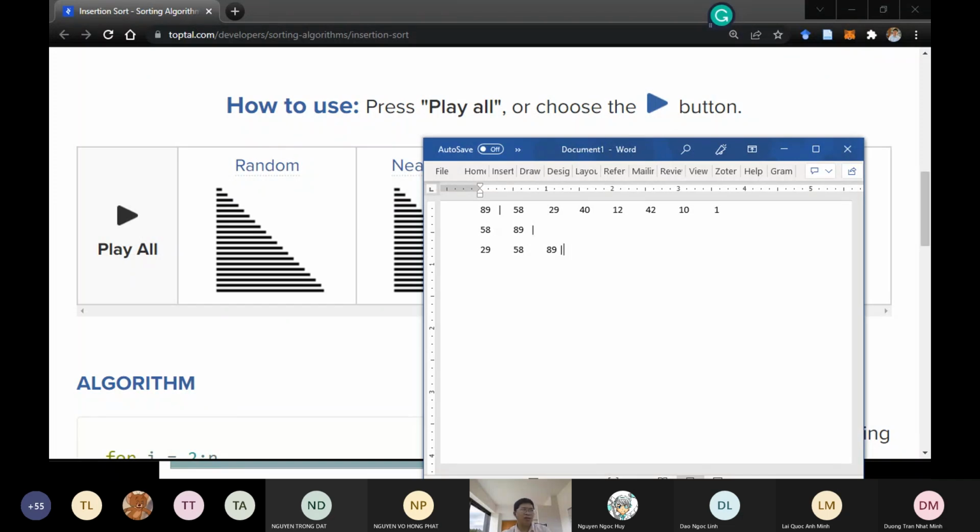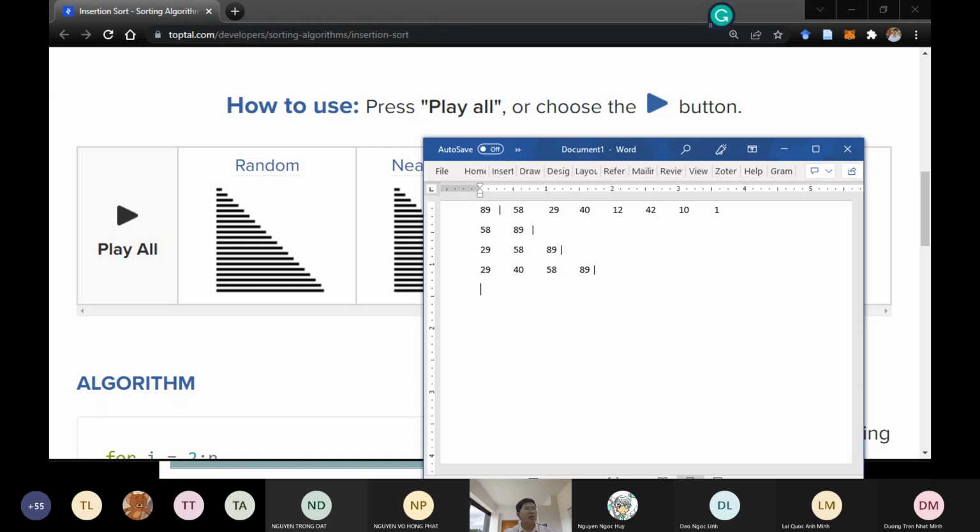Okay, now we have it sorted. So we try to move 40. Again, we put 40 somewhere. In the first step we copy. It means we copy, we do not do the shifting. We copy 89 to this one, and then we check 58 with 40. 58 is still bigger than 40. We copy 58 here. Then we compare 29 with 40. 29 is smaller than 40, which means 40 goes here. We copy 40 here. That's it.